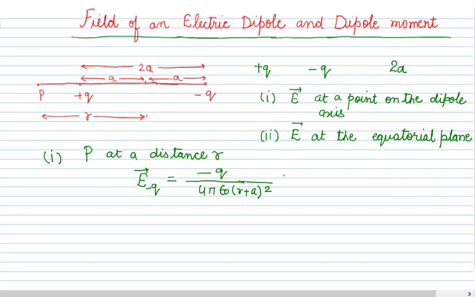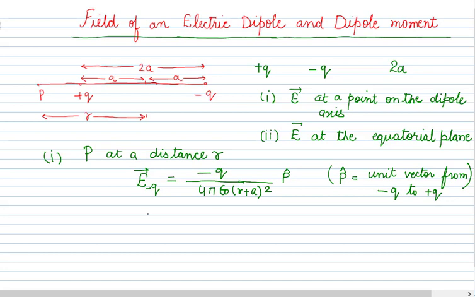This is the direction of the dipole. The direction of the dipole is always from minus Q to plus Q, and p cap is a unit vector which is directed from minus Q to plus Q. So this gives us the expression for the electric field at point P due to charge minus Q.